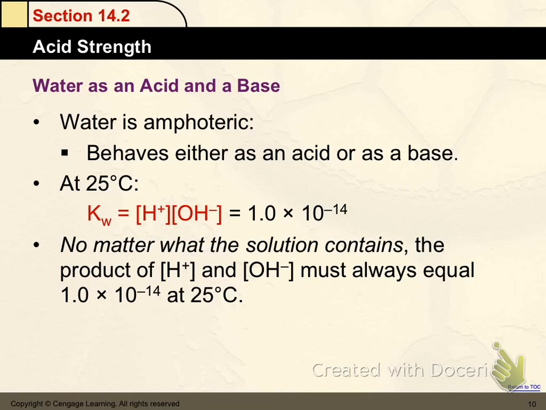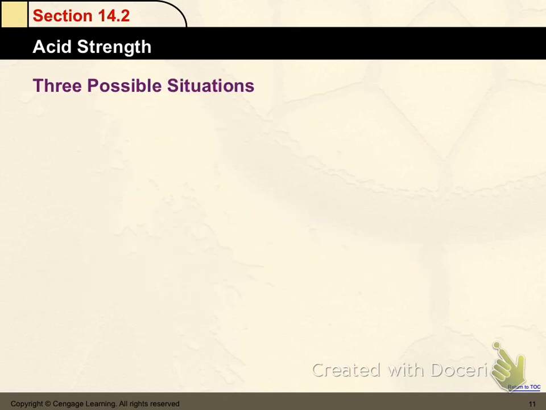So no matter what the solution contains, the product of hydrogen and hydroxide must always equal 1 times 10 to the negative 14th at 25 degrees Celsius. And that fact alone is going to be very important when we're solving some of our acid-base equilibrium problems. All right. So let's talk about neutral solutions and strong acidic and weak acidic and strong basic, weak basic solutions.